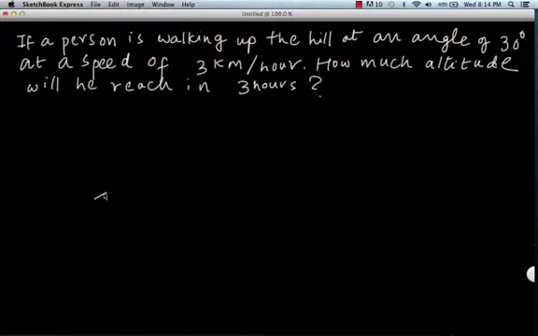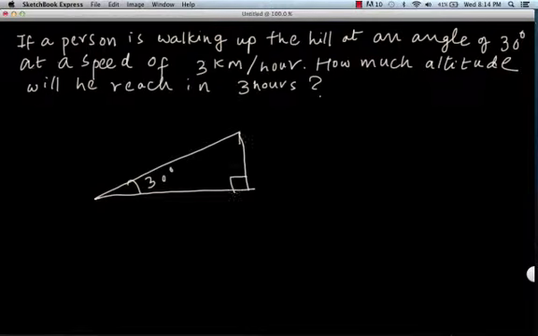So a person is walking up the hill at an angle of 30 degrees, right? So let's draw this, and this will be a right angle triangle. So he's walking up the hill at 3 kilometers per hour. So this is the altitude h. So the question asks you how much altitude would he reach after 3 hours.